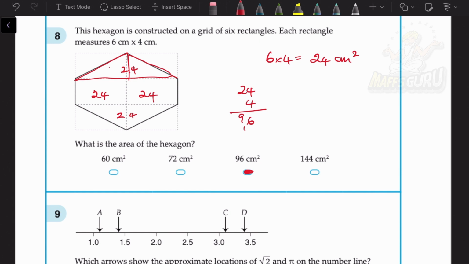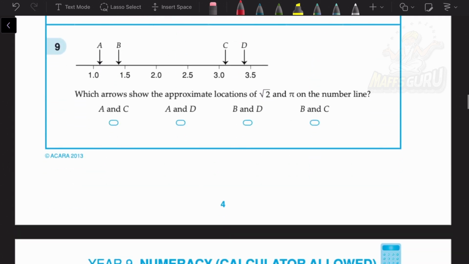There we go. Notice I didn't use a calculator for this one. Well, everything else I do has to use a calculator.